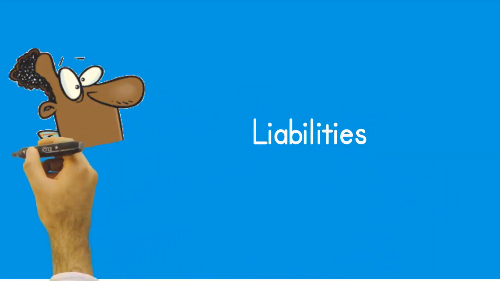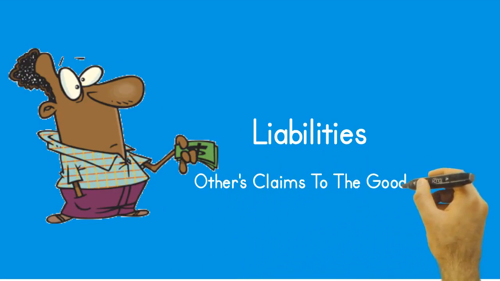Liabilities. Formal definition: claims by creditors to the property, assets of a business until they are paid. Informal definition: others' claims to the business's stuff. Amounts the business owes to others. Includes payables, notes, loans, mortgages, etc.